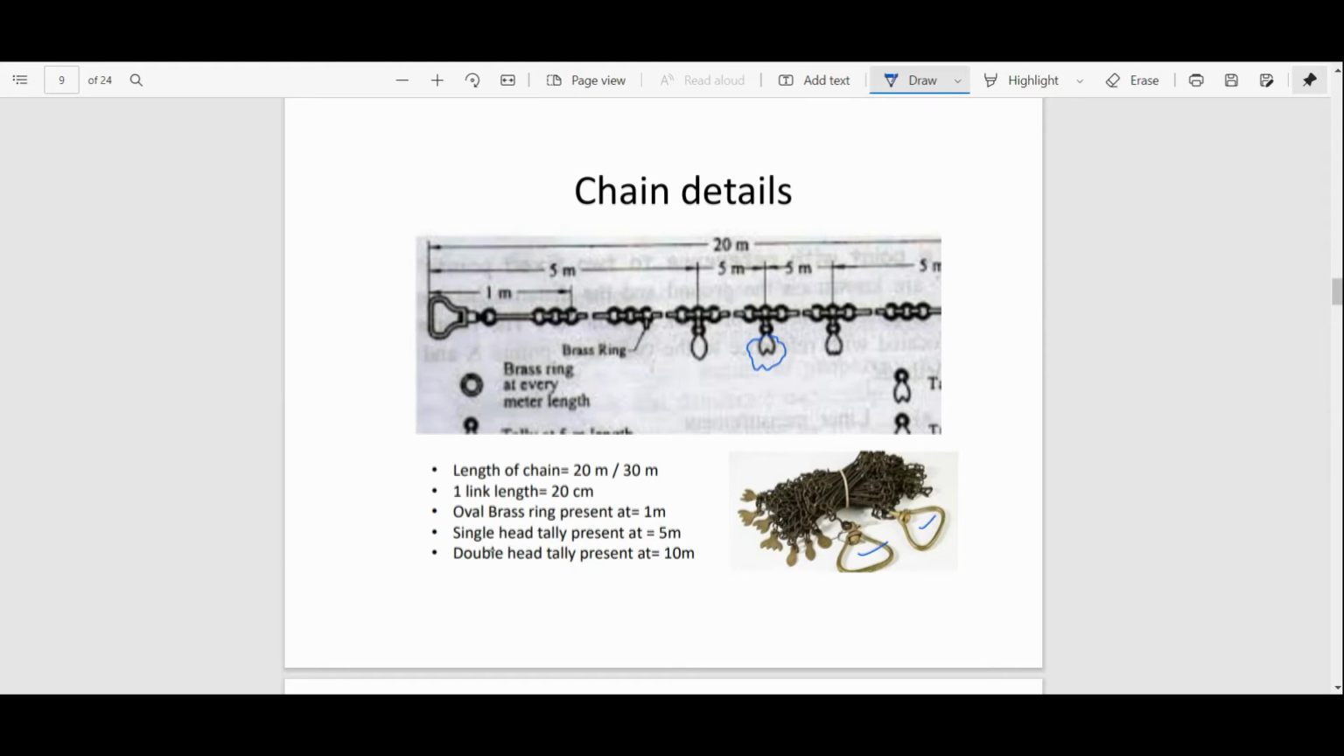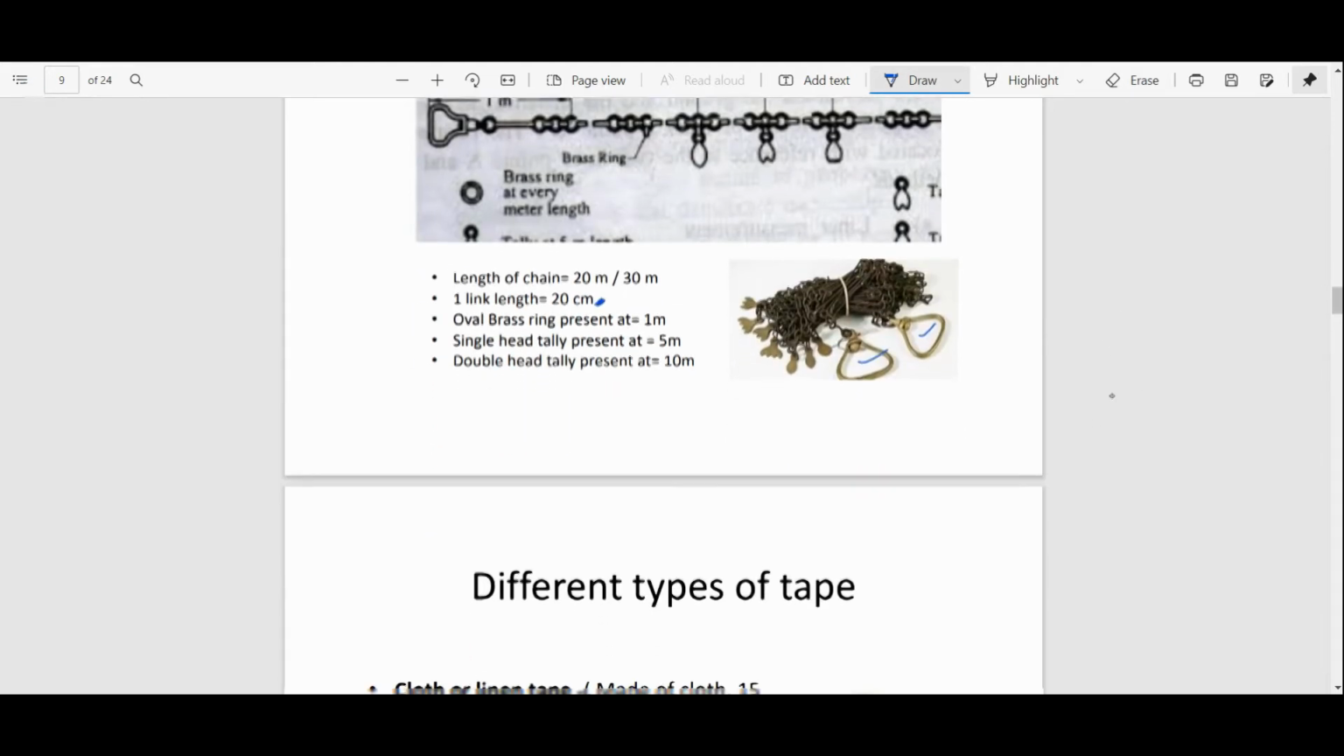So always remember, a single head is present at 5 meter and a double head is present at 10 meter. This is a single head and this is a double head. You can directly count either single heads or double heads. So that is the basic idea about the chain. Remember that the smallest element of a chain is the link, and that link is 20 centimeter. If you know the dimension of the smallest unit, you can multiply and get the total length, and the number of links too. That question is asked many times in exams, so you should remember.